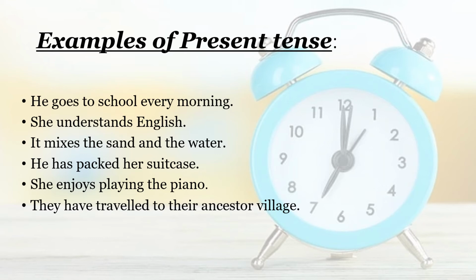Examples of present tense. Here are some examples which show that these sentences, although they are all from present tense, are divided into different categories. Let's identify the tense of the sentence. He goes to school every morning. This is the simple present tense, showing his routine, that he goes to school every morning. She understands English. This is a true action, so it is again in the simple present tense.